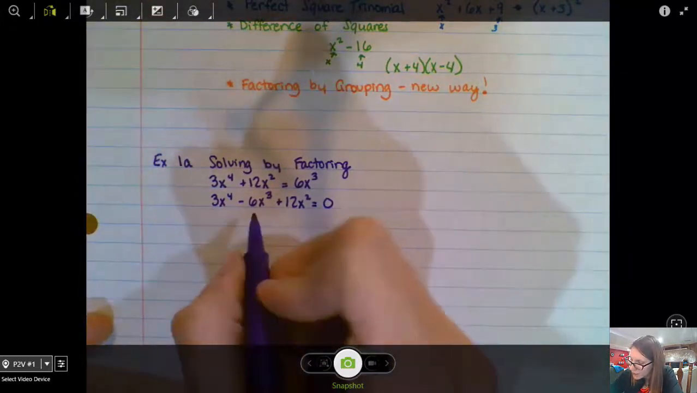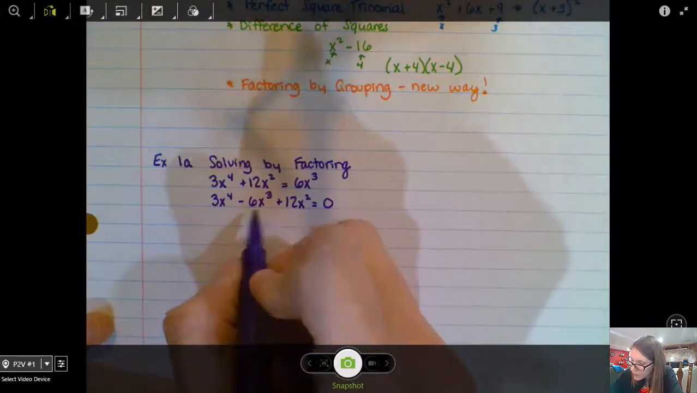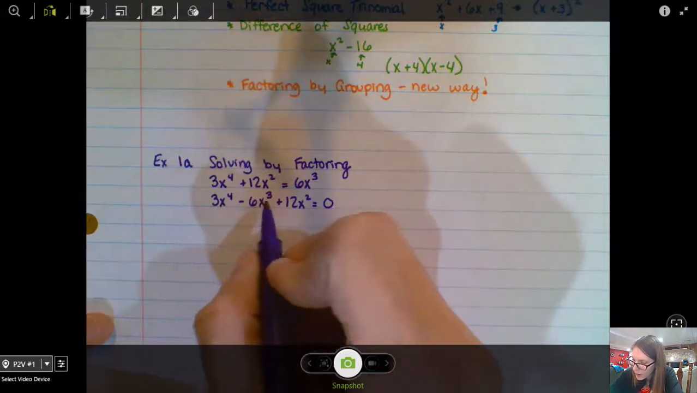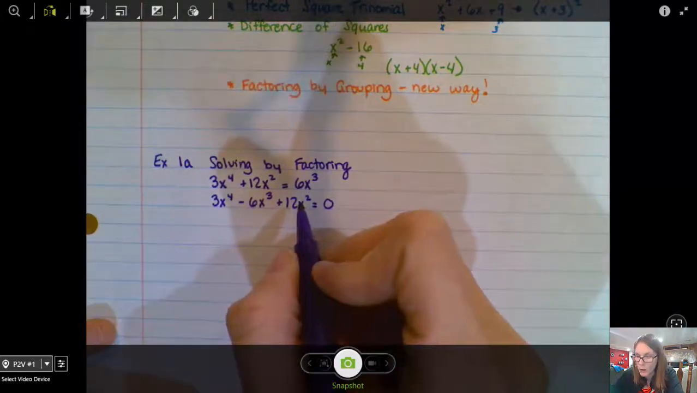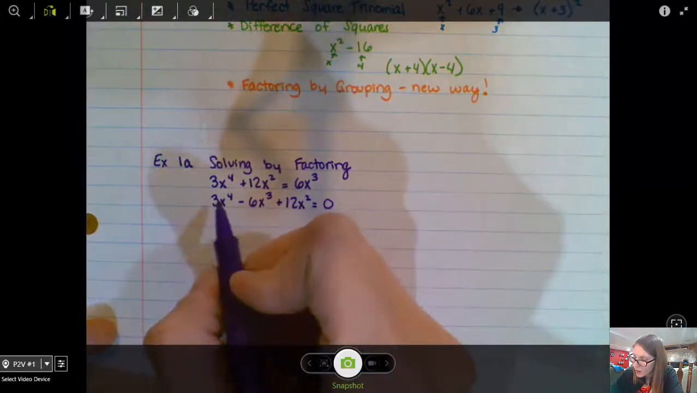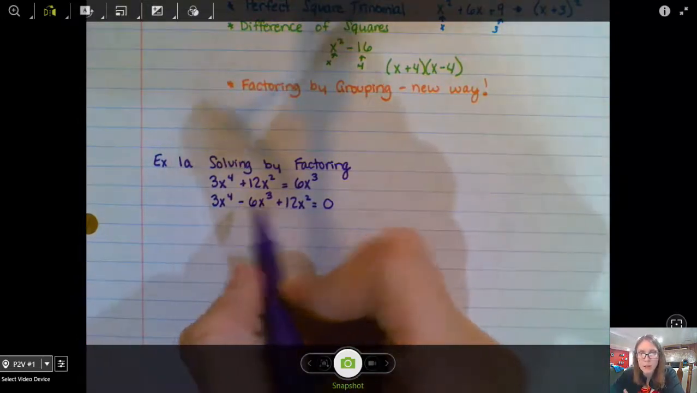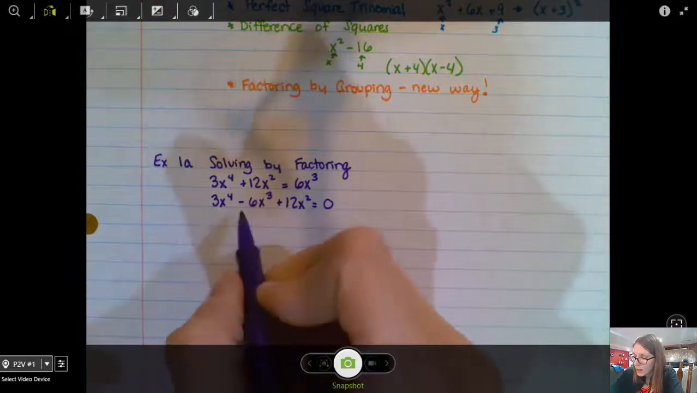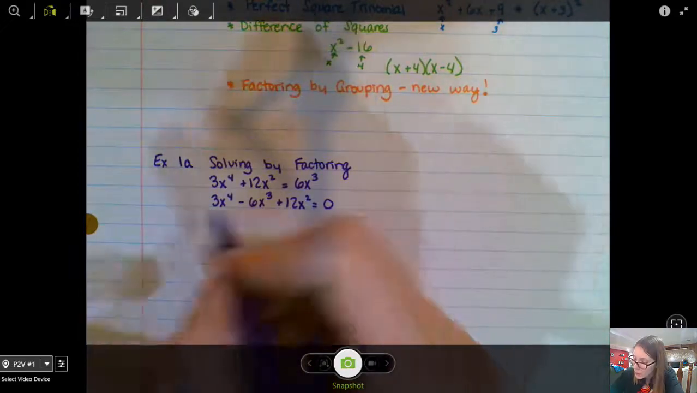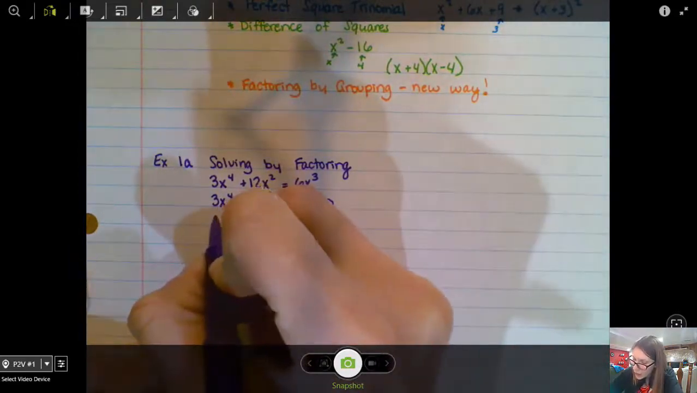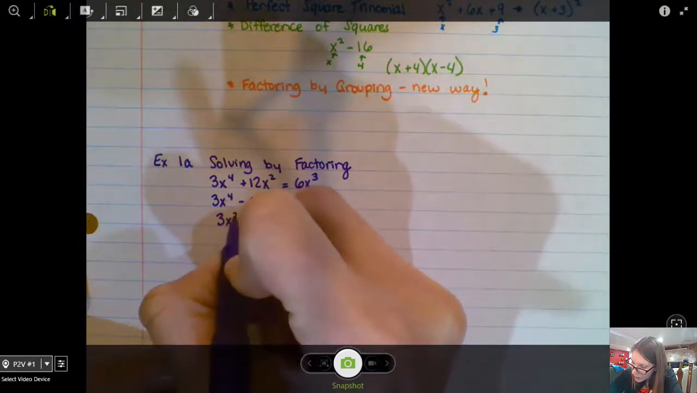And after I do that, I notice I have three terms here. I have an x to the fourth, I have an x to the third, and I have an x squared term. These terms all have something in common. I could factor out an x squared from everything, and all of my coefficients are divisible by 3. So let's factor out a 3x squared.